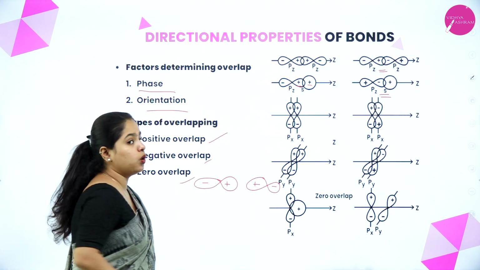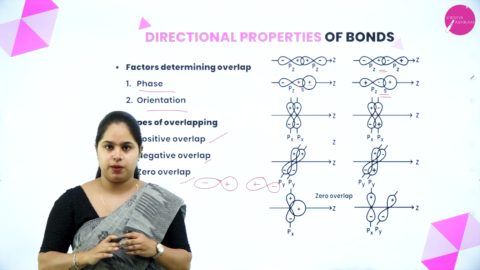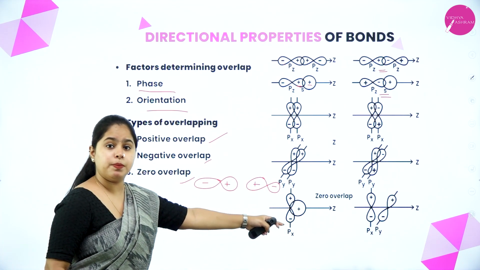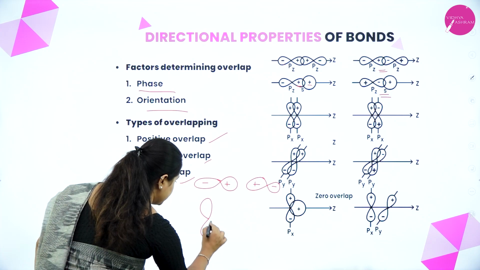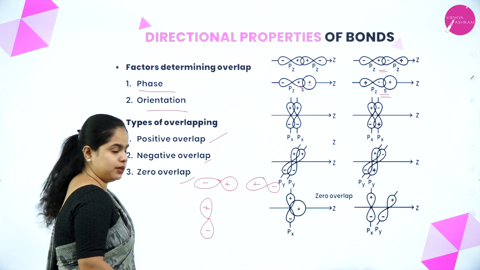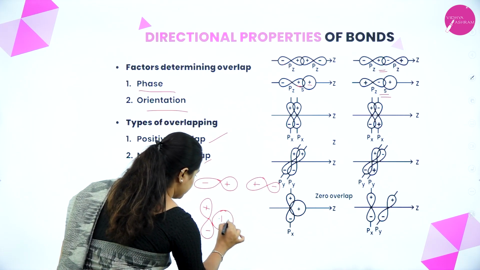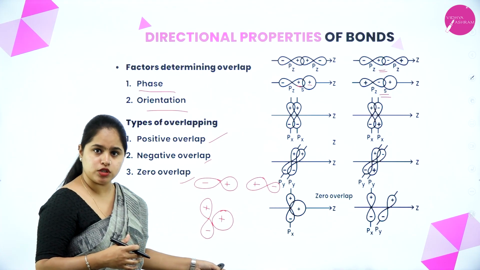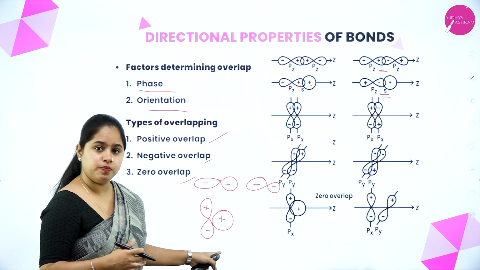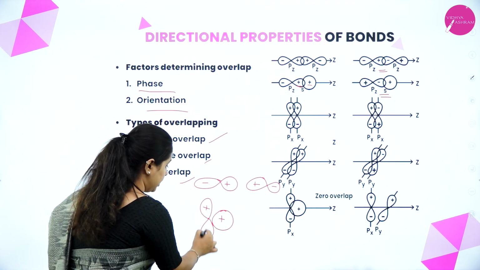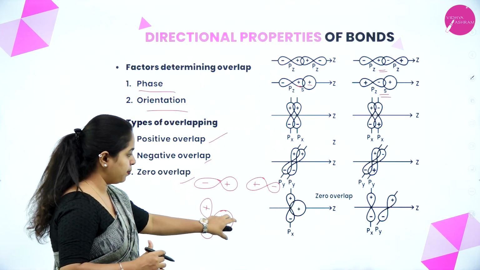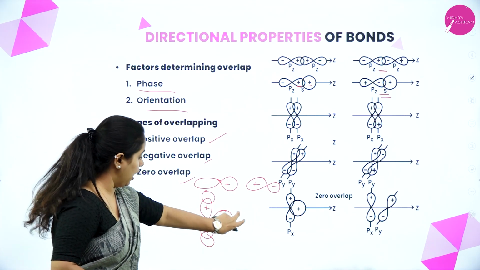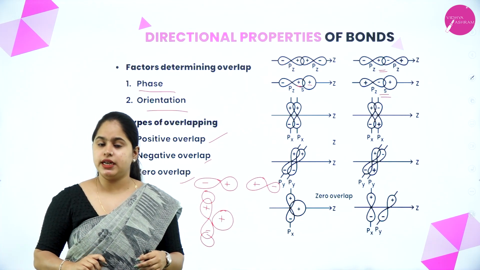One more thing is there, that is zero overlap, where overlapping is not even taking place. In this case, the overlapping is not taking place. Why? A p orbital is present here, the phase is also mentioned, and there is an s orbital here. Even though they are coming closer to each other, overlapping is not possible, because the electrons are present on the lobes. If overlapping has to take place, this s orbital has to combine either from here or here, and it can't come in this direction. So the overlapping won't take place.